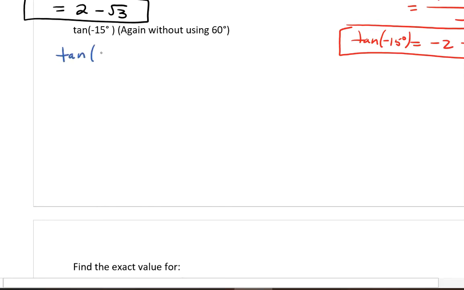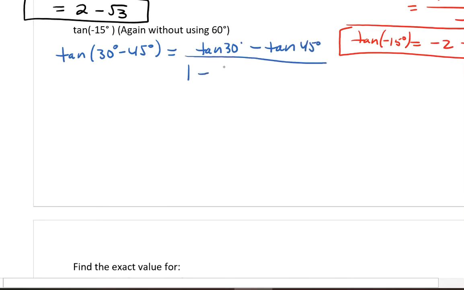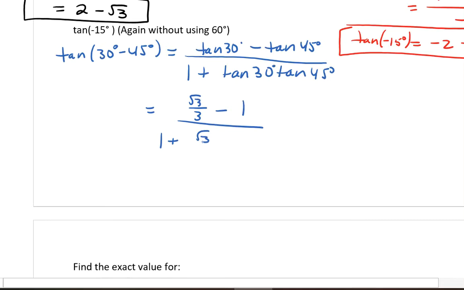So I'm going to have tangent of 30 minus 45. We all agree it should be the same answer because it's the same angle and I'm still doing tangent. I'm just finding it a different way, but I want you to see the difference when I do it this way. Plus there. So tangent of 30 degrees is root 3 over 3. Ugh, already you can see how much worse that looks. 1 plus root 3 over 3 times 1.